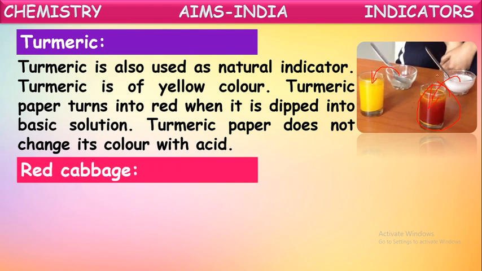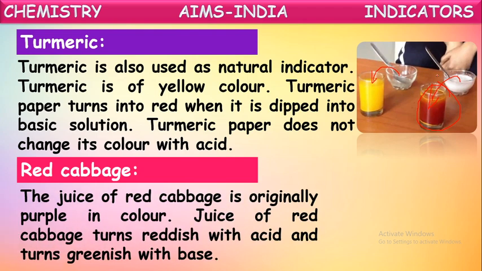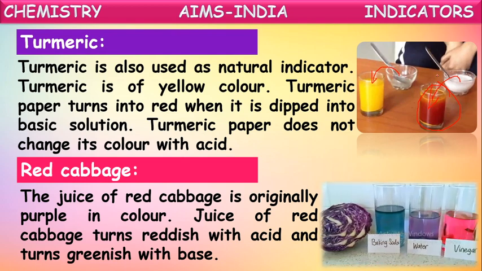Next, one more indicator, red cabbage. The juice of red cabbage is originally purple in color. Yes, generally when this red cabbage is made into pulp and juice, the juice obtained from this will be purple in color. The juice of red cabbage turns reddish with an acid and turns greenish with a base. Yes, this is a red cabbage. When the juice is extracted from it, it will be in this purple color.